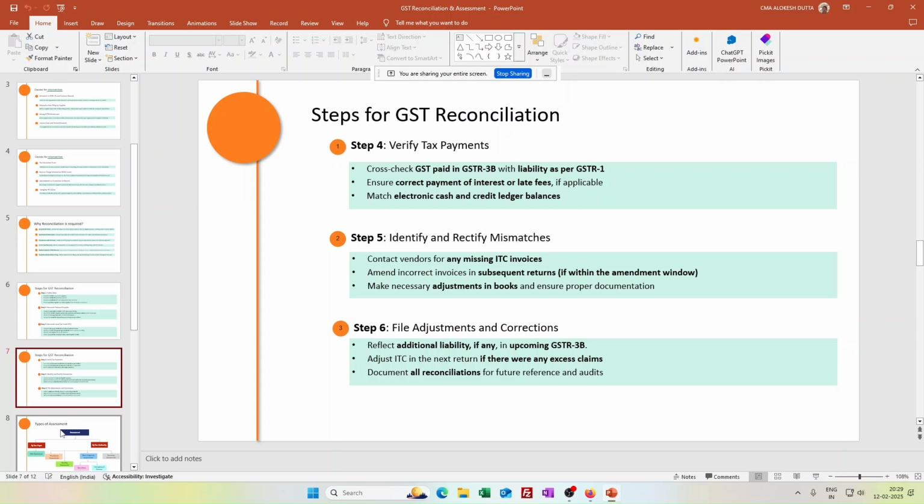In our case, we have already claimed the ITC. I have to amend that one in the next quarter. Now this is all about GST reconciliation. I have already told what are the cases of GST reconciliation, what are the situations under which mismatching may happen, what are the different steps, and why GST reconciliation is required.